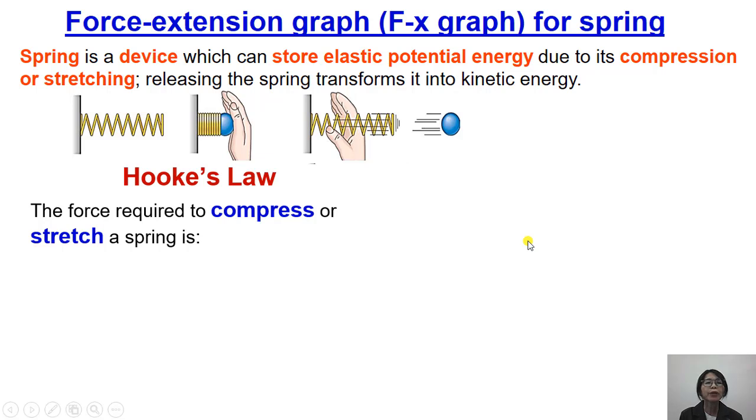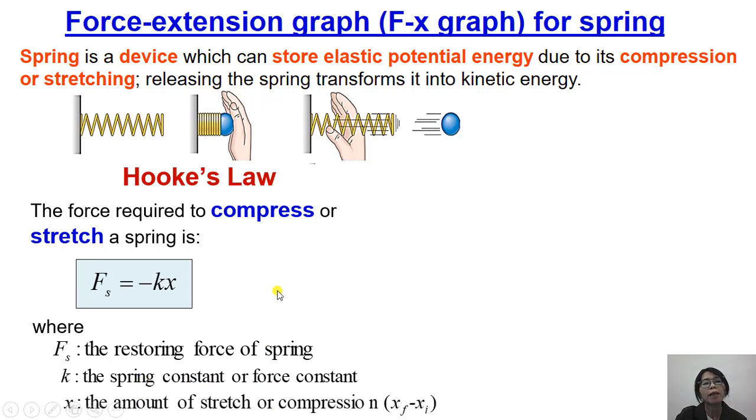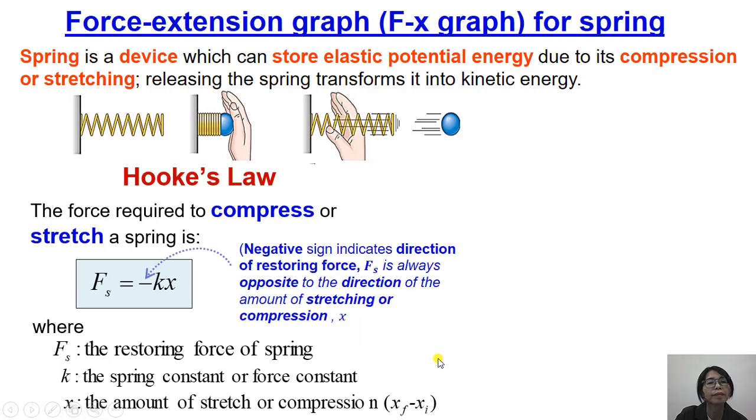So we can use Hooke's law in order to relate the force required to compress the spring with the amount of compression or extension, whereby we have F equal to negative kx. So the F actually refers to the restoring force of the spring. k refers to the spring constant or force constant. x is the amount of stretch or compression. So for this Hooke's law equation, you will find that we have a negative sign.